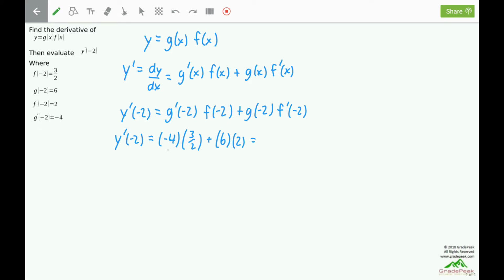We can think of that negative 4 as being over 1 to multiply those. Multiply the numerators, negative 12, multiply the denominators, 2, and then plus 6 times 2, which is a 12. Now negative 12 over 2 can reduce to a negative 6. We have a negative 6 plus 12, which comes out to a positive 6.